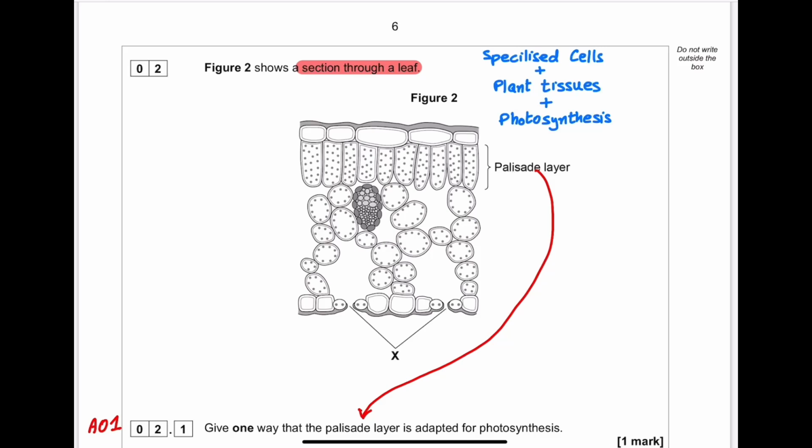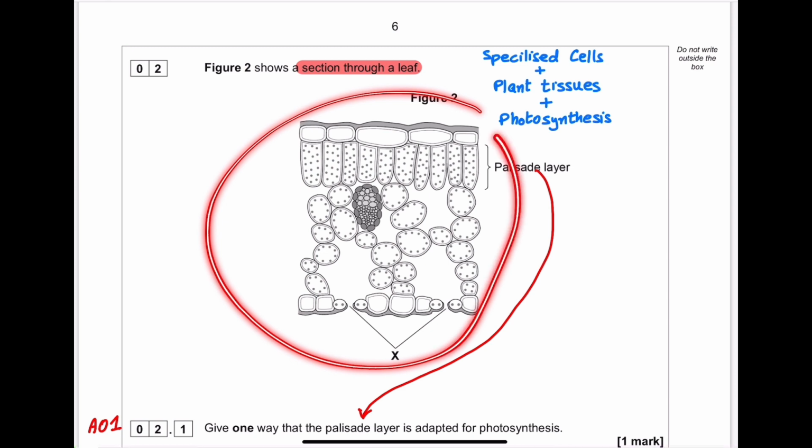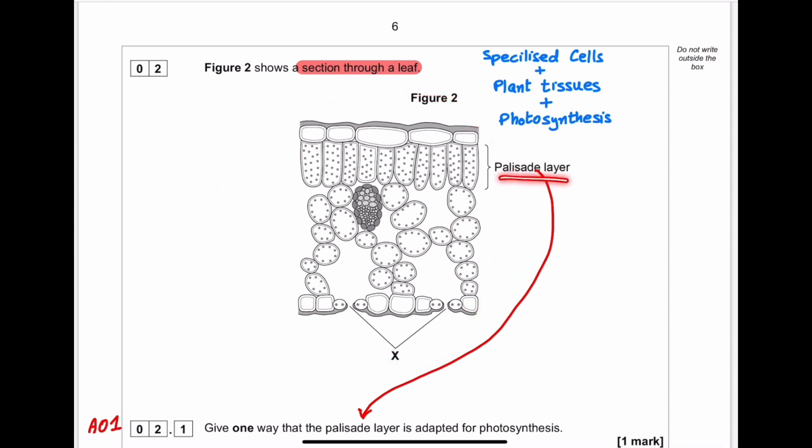Figure number 2 shows a section through a leaf. A leaf model is given here. The palisade layers are given. This question is from the topic of specialized cells, plant tissues, and photosynthesis.